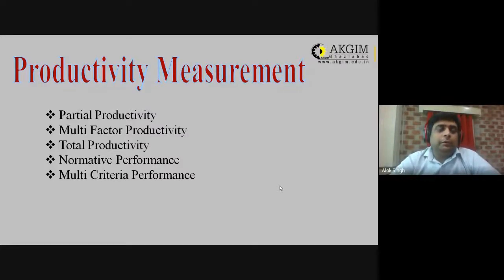Okay, so the topic for today is productivity measurement techniques. There are numerous techniques that we use to measure productivity. Why do we calculate productivity? To check and assess your performance, where you are currently standing and where you need to go. So for that, you need to check your productivity.